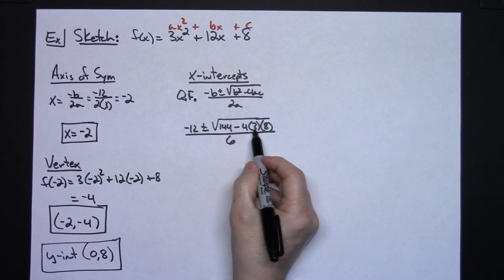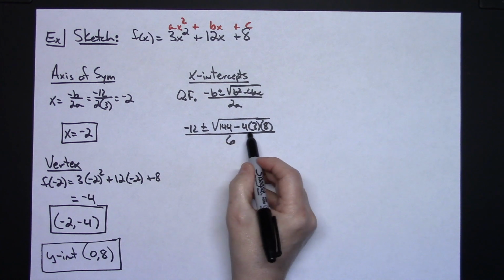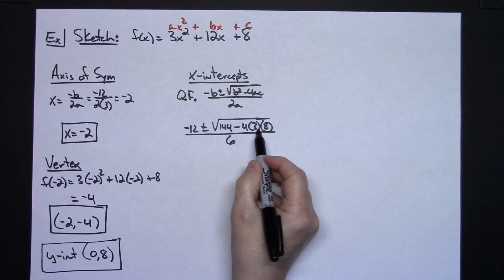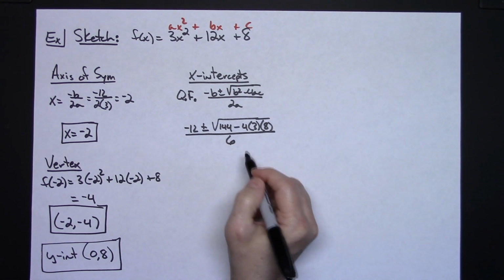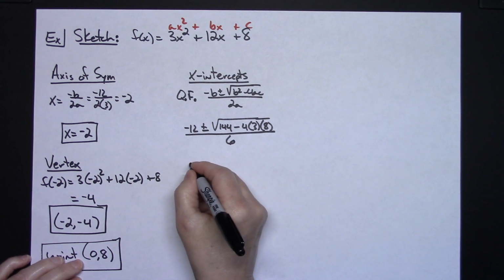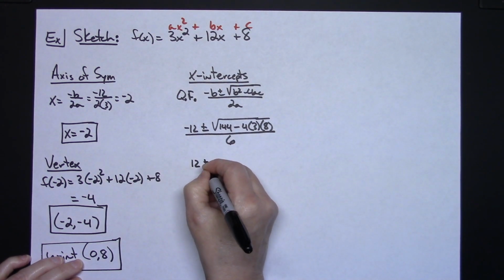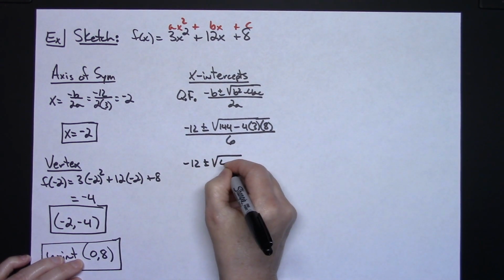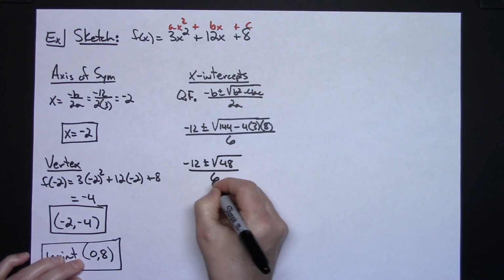Alright, so this in here, 144 minus 3 times 4 times 8, I believe is going to give me a 48 underneath here. So I'm going to have a negative 12 plus or minus the square root of 48 all over 6.